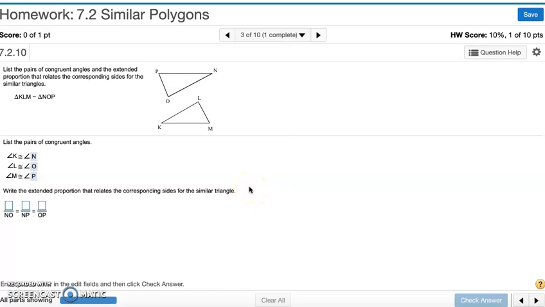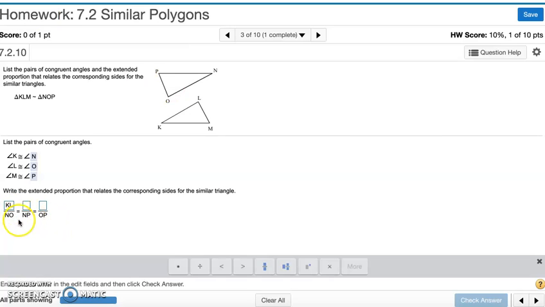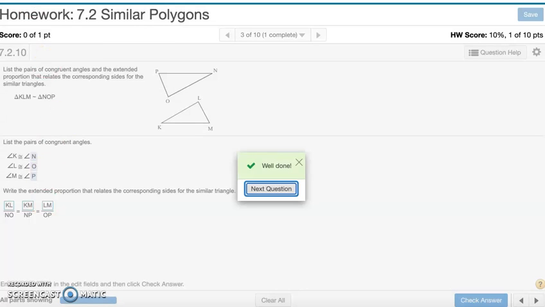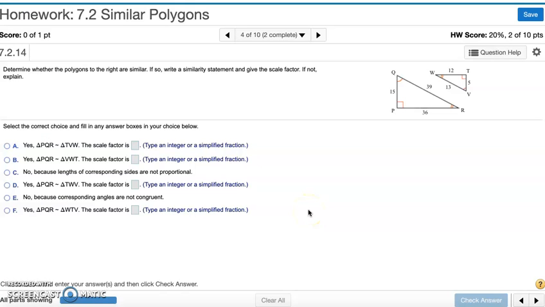Now it says to write the extended proportion that relates to corresponding sides for the similar triangles. So NO goes with KL, NP goes with KM, and OP goes with LM. And that's number 3.